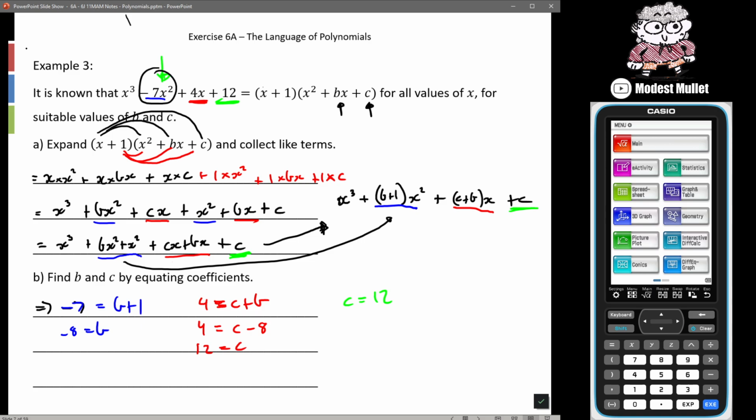If we group all our like terms, our x squareds must match up. The one in the original problem was -7. The one that we got was b plus 1, so we solved, we get b.